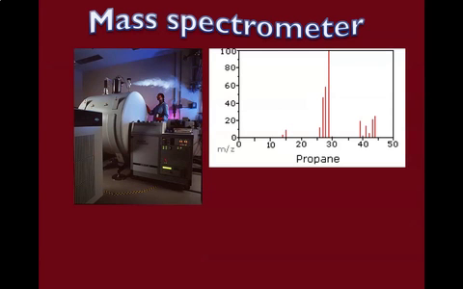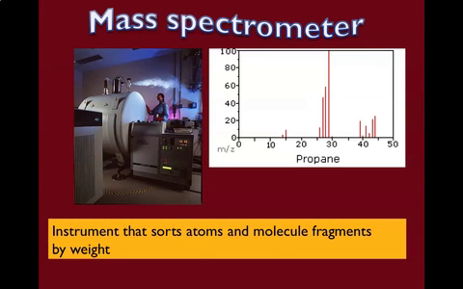A mass spectrometer is a machine that does this very specifically. This is a picture of it. It's a really big machine. And it sorts atoms and molecule fragments by weight. So it will give you a printout that looks kind of like this, and you're able to tell from that what the abundance is of each type of isotope.